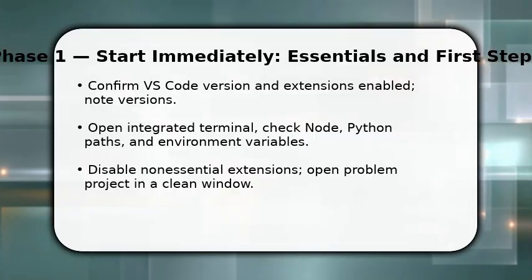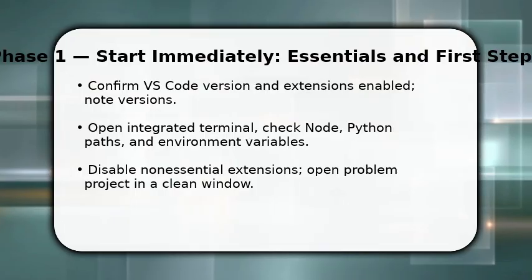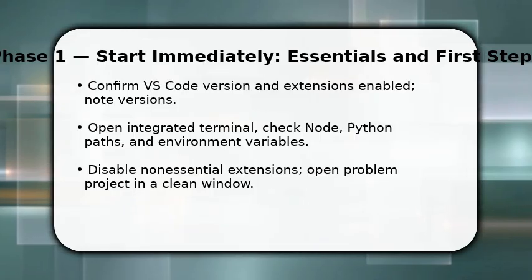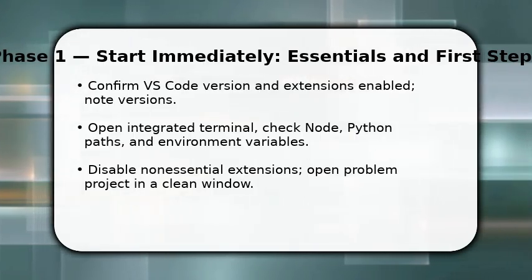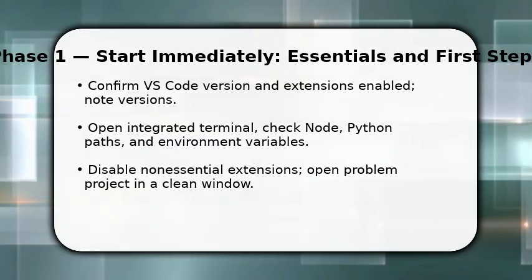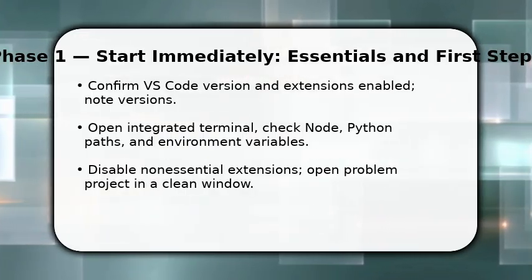You begin by confirming essential prerequisites so we avoid guessing. Check VS Code version and key extensions, and open the integrated terminal to verify Node or Python paths. Once done, make sure environment variables point to the correct interpreter. That fixes many runtime mismatches.